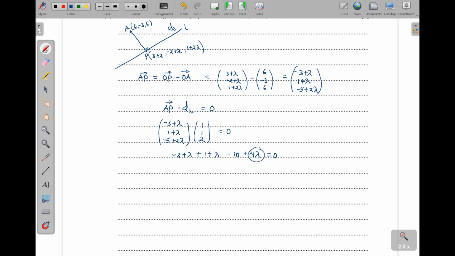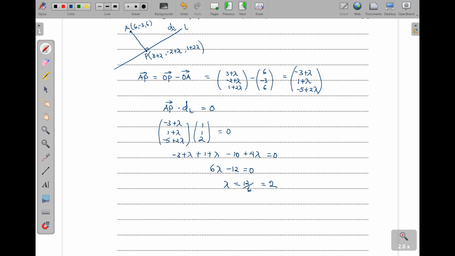This is 4 lambda plus lambda plus lambda. That is 6 lambda. And then negative 3 minus 10 will be negative 13. Then when we add a 1, that will be negative 12. Negative 12 is equal to 0. So meaning lambda is going to be equal to 12 divided by 6, which is actually 2.